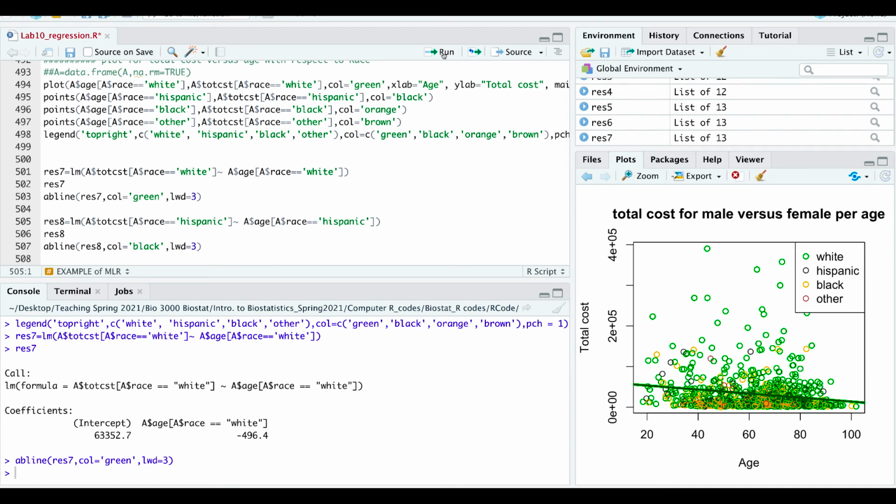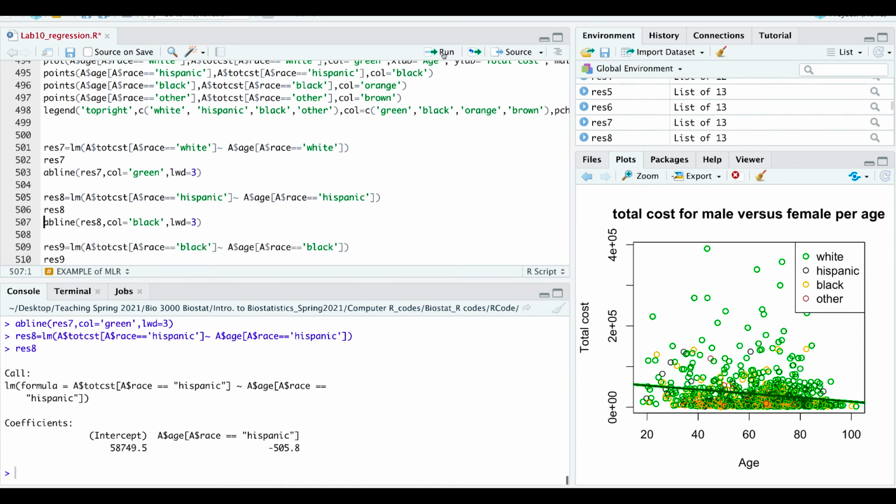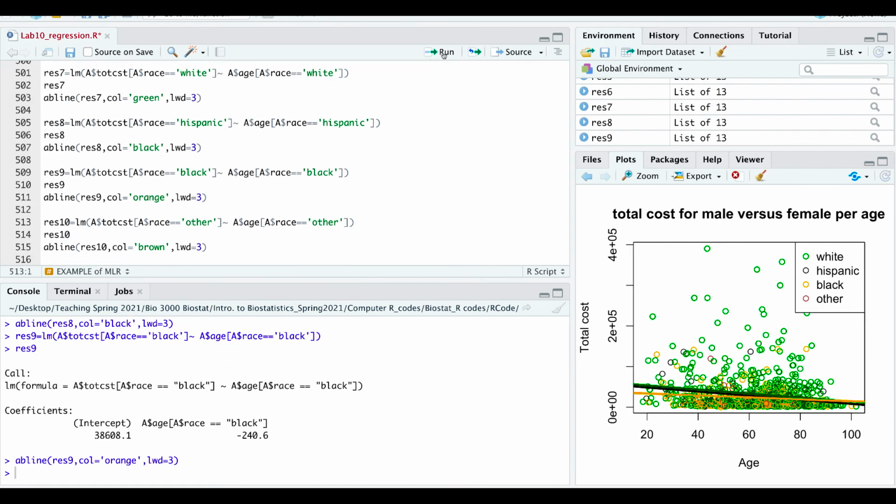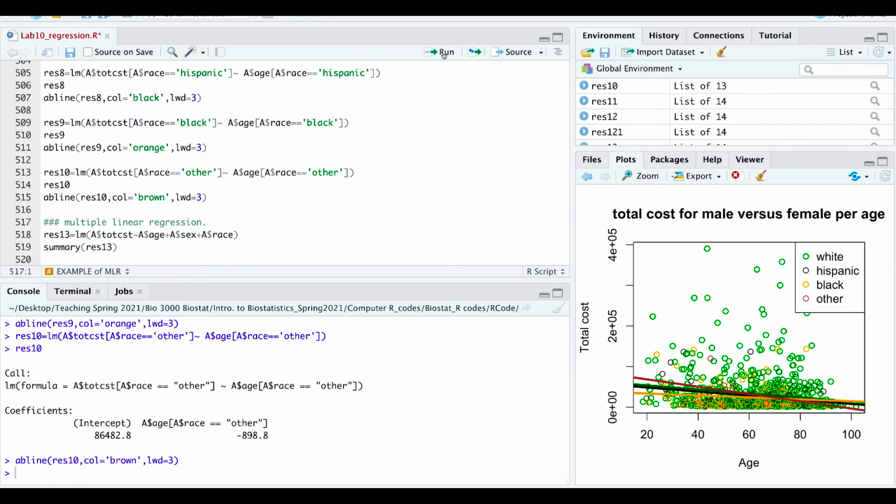It seems that it is decreasing also. For the Hispanic, this is another line, almost the same, right? It seems there is no significant difference in the dependence. And the other one is a little bit different, right? But you see that almost all of them are similar.